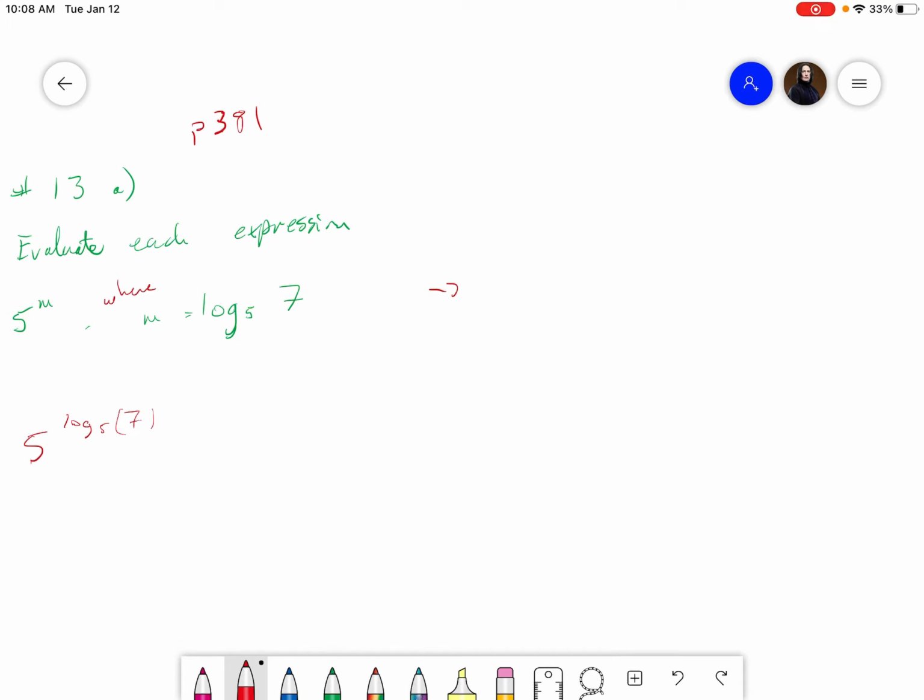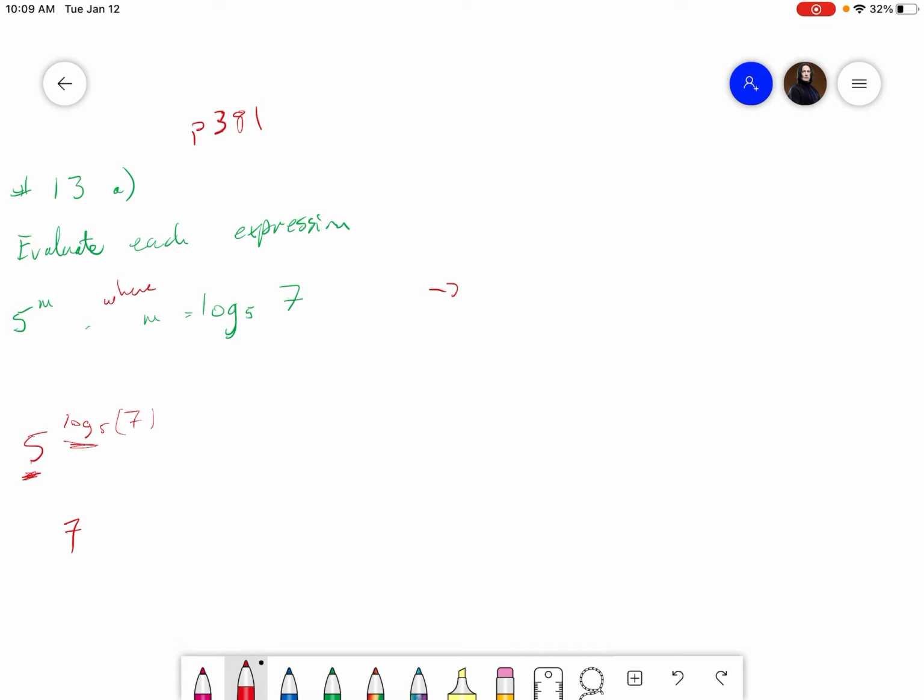Well, as a math teacher, I can do this all day long because I know that the inverse of an exponent is a logarithm, and the inverse of a logarithm is an exponent. So base 5 to an exponent of a log base 5, these two essentially cancel each other out, which will yield an answer of 7. Pretty good, eh?